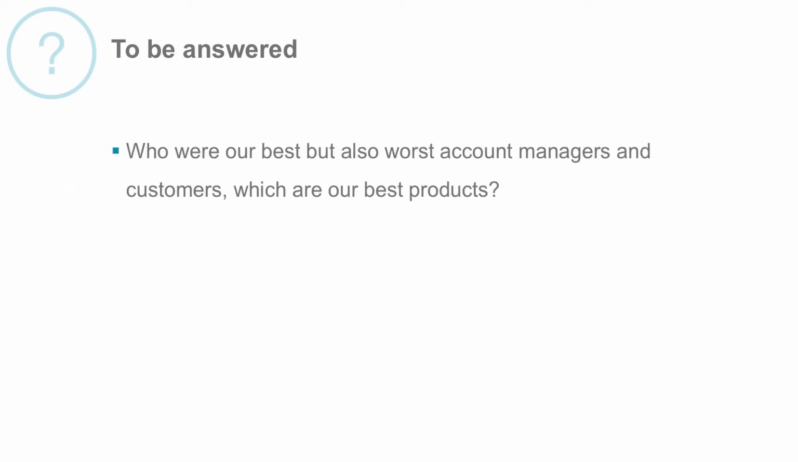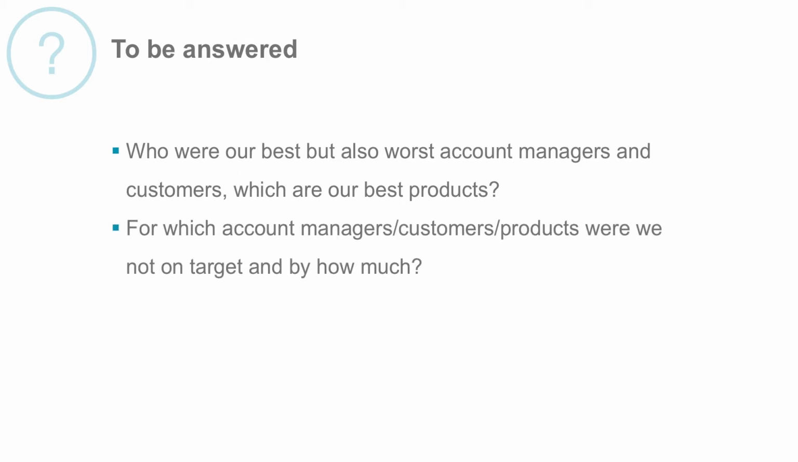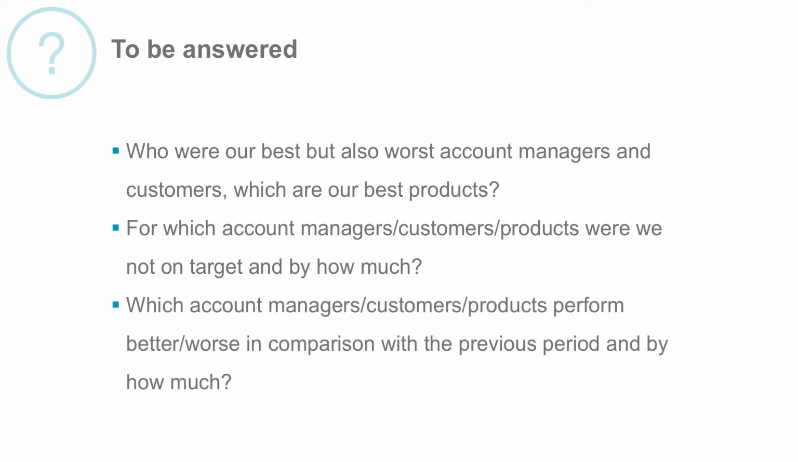So, the questions to be answered for a given time period are: who were our best, but also worst account managers and customers? Which are our best products? For which account managers or customers or products were we not on target, and by how much? Now, not on target in a positive and in a negative way. Which account managers, customers, products perform better or worse in comparison with the previous period, and by how much?